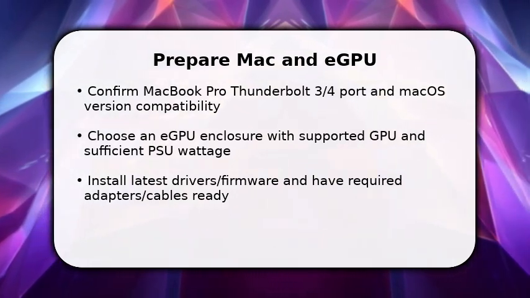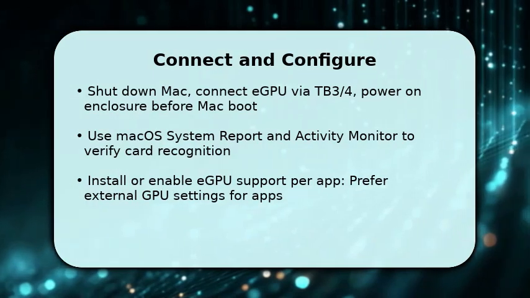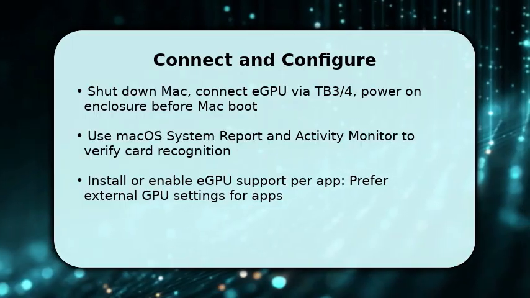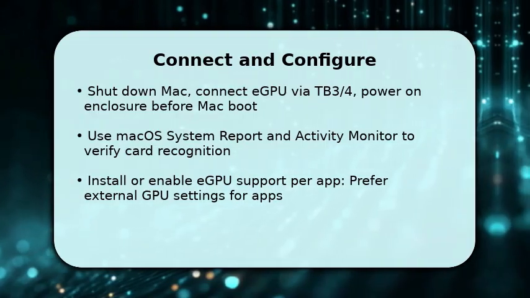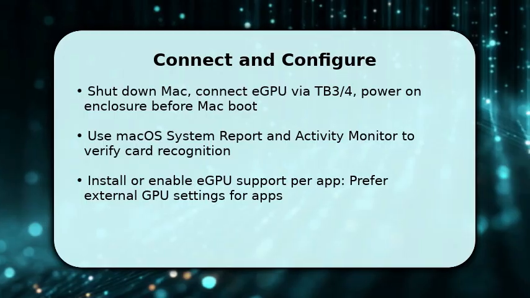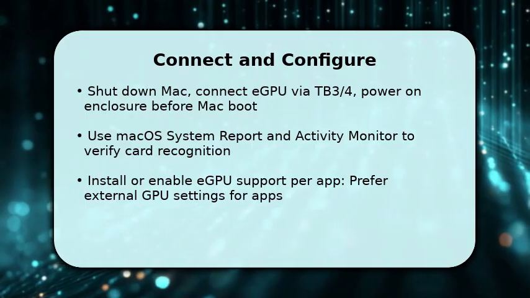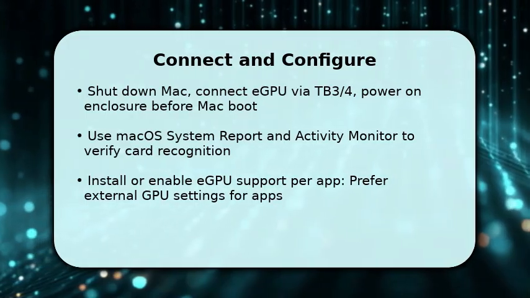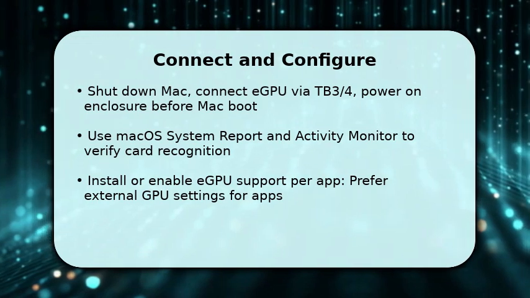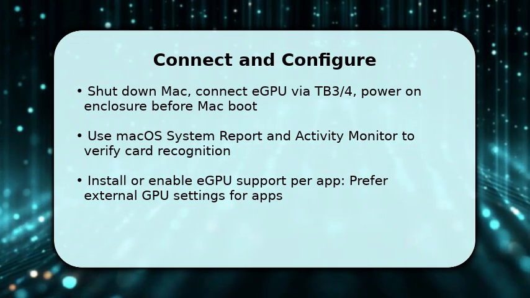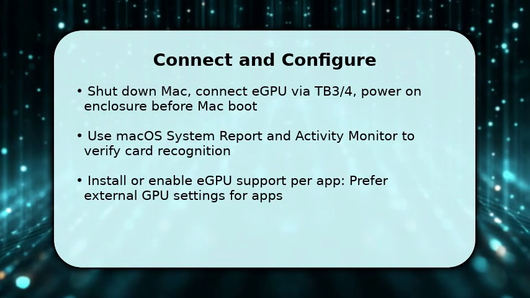connection and software setup. You now connect the hardware and configure the system. Shut down the Mac, attach the eGPU to Thunderbolt, then power on the enclosure before booting Mac OS to ensure handshake. This often avoids detection bugs. Once booted, open System Report to confirm the PCIe device, then monitor GPU usage in Activity Monitor. If apps need explicit assignment, set eGPU use in the Apps Info pane or use Mac OS external GPU preferences. Make sure to log out and back in after changes so drivers and assignments apply.